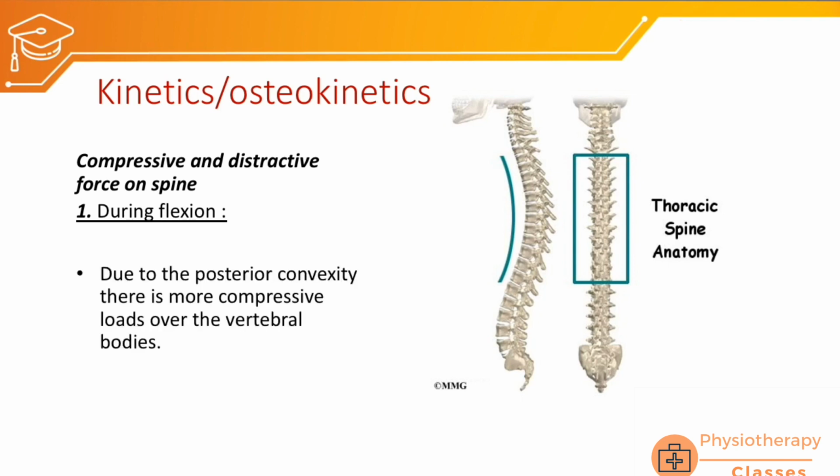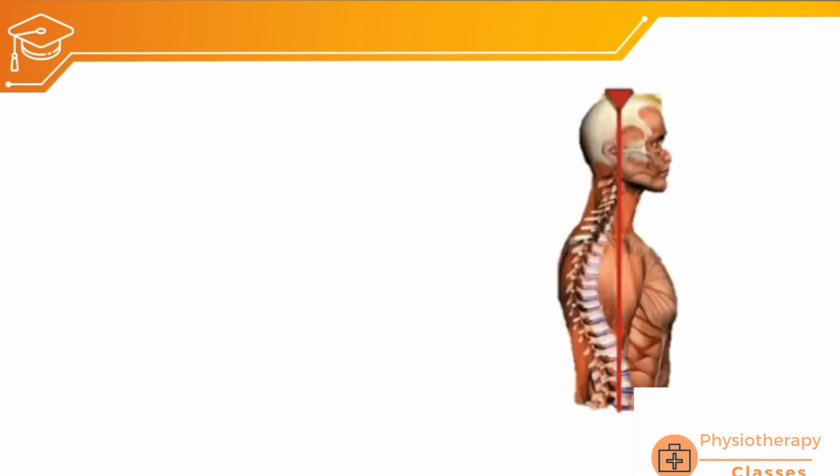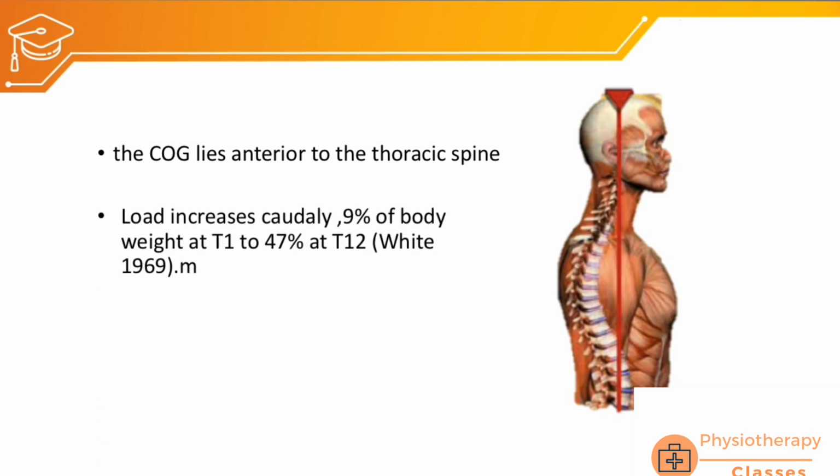Before knowing that, we already know that due to the posterior concavity or kyphotic structure of the thoracic vertebral spine, there is already a compressive load over the vertebral bodies. And also the COG passes anterior to the vertebral spine, creating more compressive load on the vertebral bodies of the thoracic spine. The load increases caudally, that is 9% of the body weight is borne by T1, whereas 40% of the body weight is causing compressive force at T12.